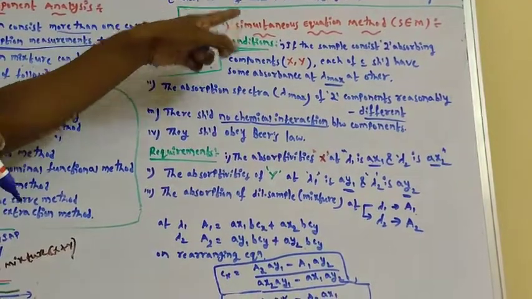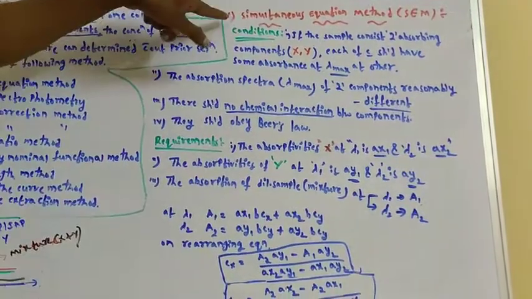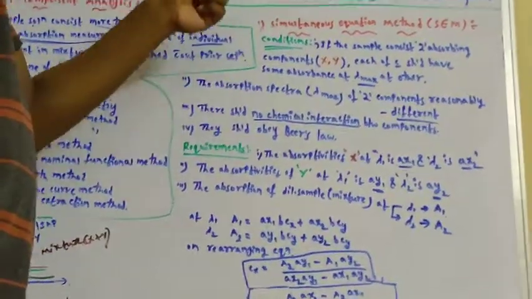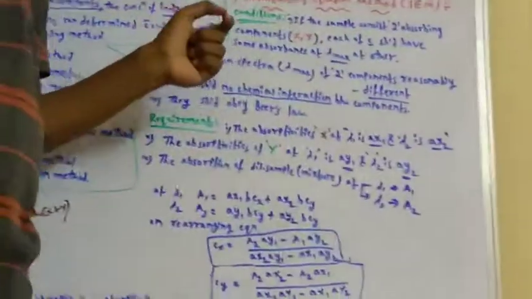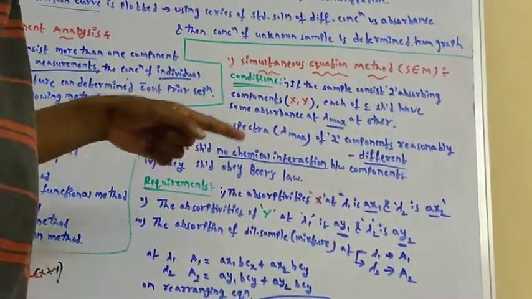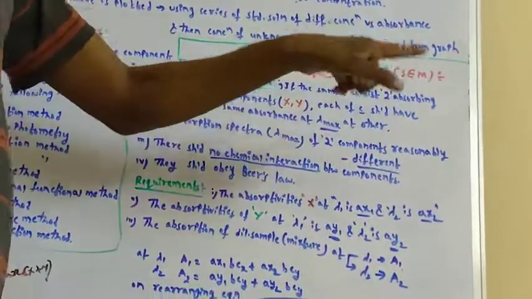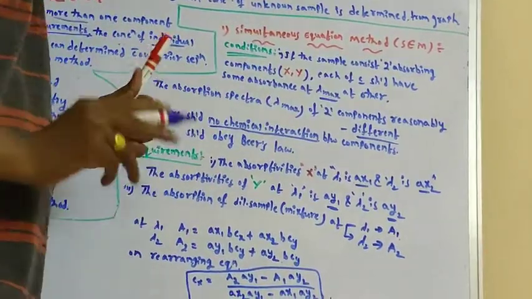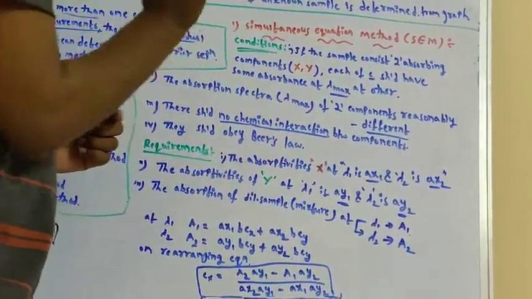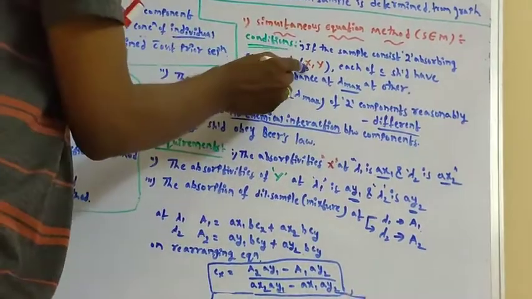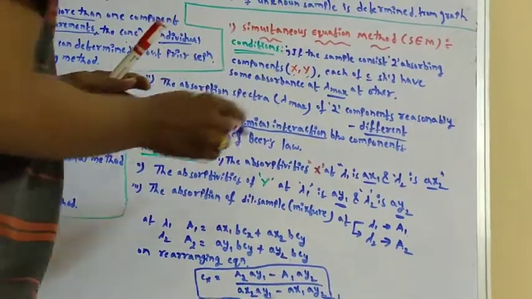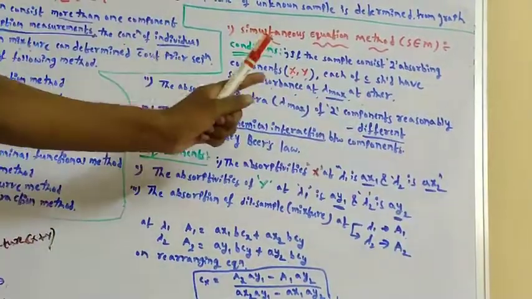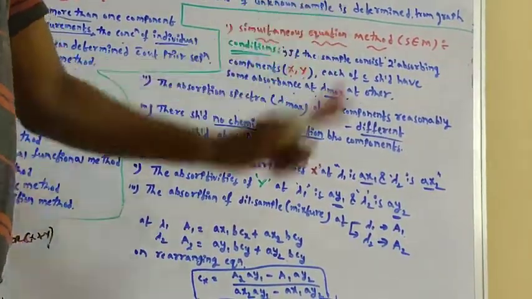Let's see. Here I have given an explanation about the simultaneous equation method. If the concentration of multiple compounds is determined by the simultaneous equation method, we need certain conditions. Certain conditions are applied to this method. What are those? This method is simply known as SCM. First one: if the sample consists of two absorbing components, at least it should consist of two absorbing components. For example, I consider one component is X and one component is Y, and each of which should have some absorbance at lambda max of the other.